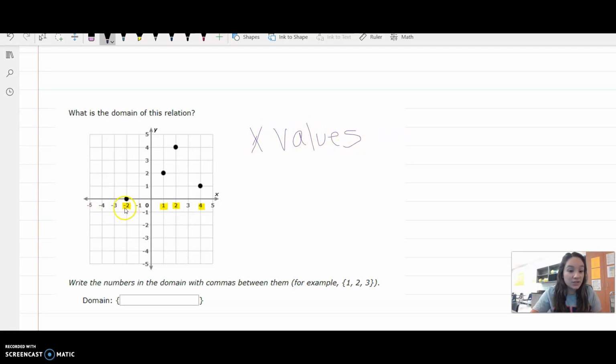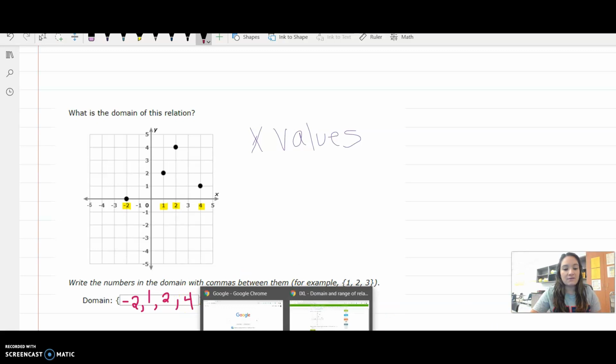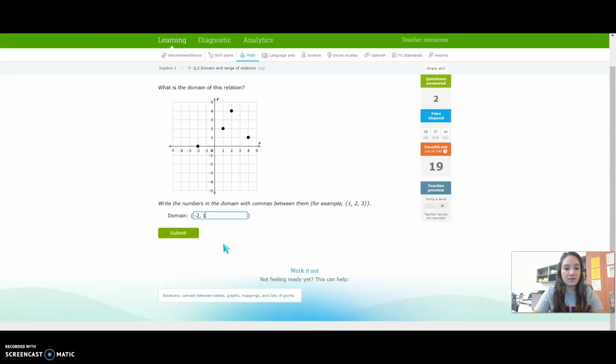If it makes it easier for you to just look at the little axis, that's fine too. The first one I listed the points, but if you just kind of look where it aligns with the x-axis, it's -2, +1, +2, and +4. So my answer, I would put commas in between them, -2, 1, 2, 4.